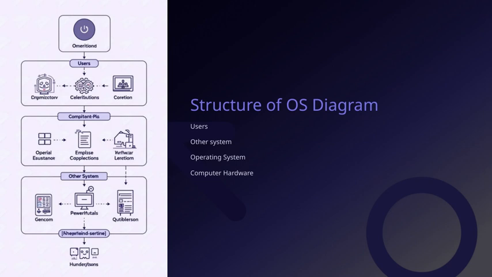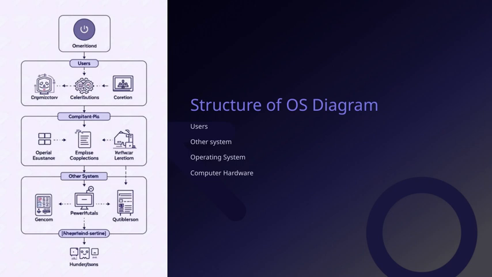Think of it as the bridge between the hardware and the applications or users. At the bottom, we see the computer hardware. This includes the physical components, CPU, memory, storage devices, input-output devices, that do the actual work. The operating system acts as an intermediary, making hardware easier to use and manage.